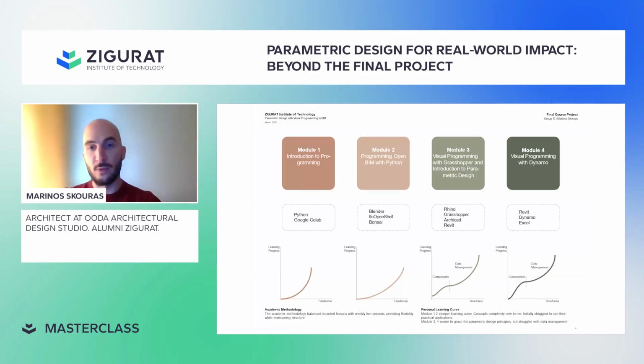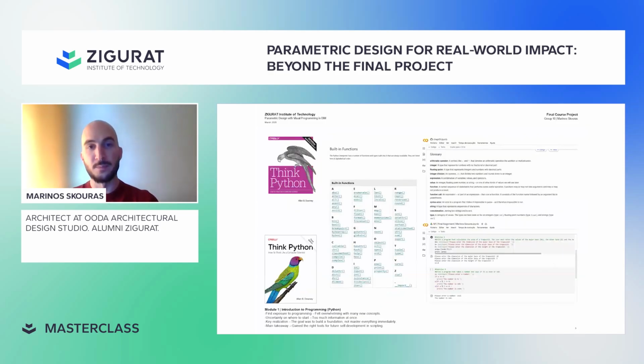And finally, module 4, we focused on using Dynamo, which is similar to Grasshopper, a different kind of visual programming, but I felt that it was slightly more complex in terms of usability. So, a few words about each module.